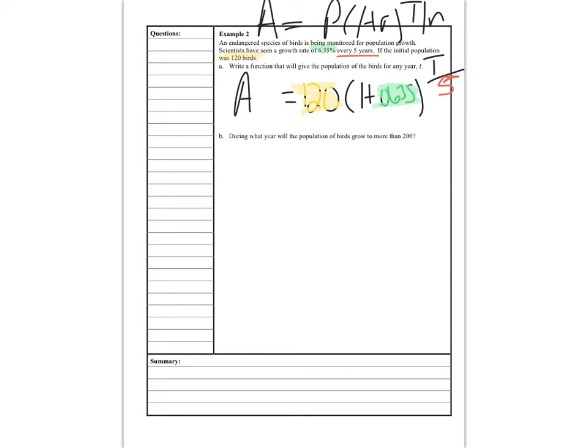So there is your rate. And that happens every 5 years. And there we have it. All right, so the next question, more than likely on the Regents, what you're going to see is, during what year will the population of birds grow to more than 200? You're going to see that as the question.